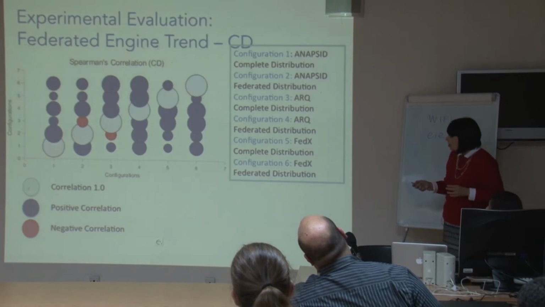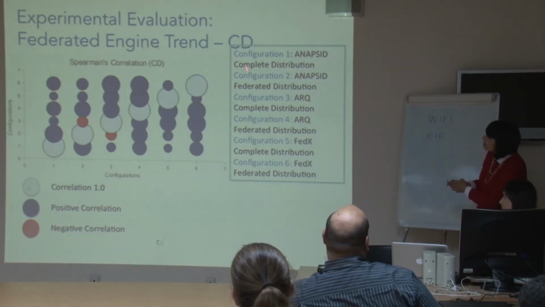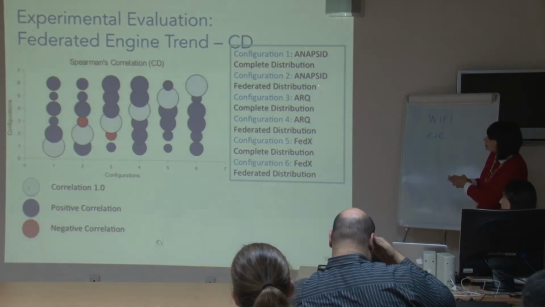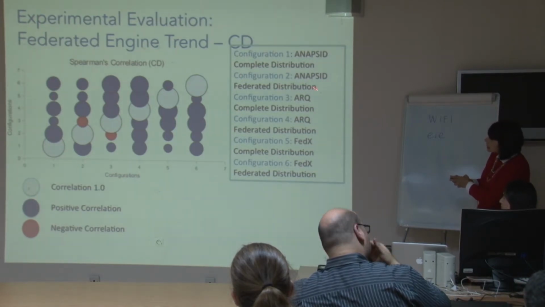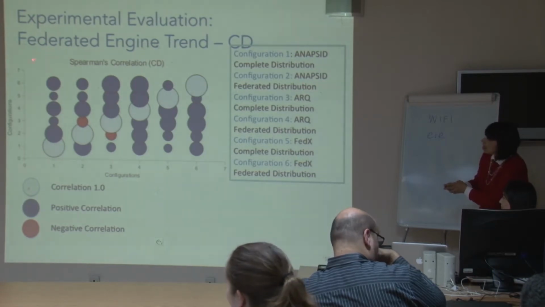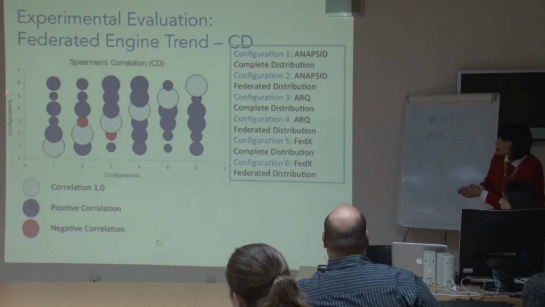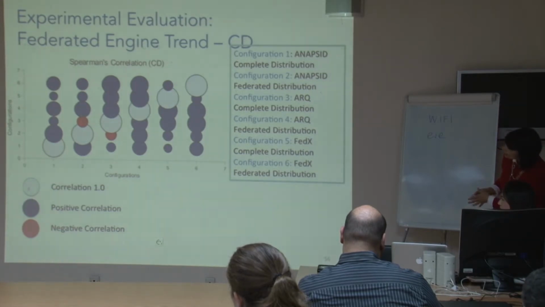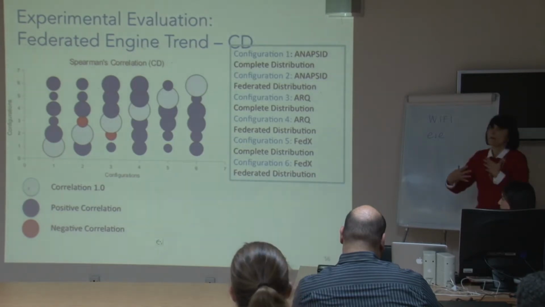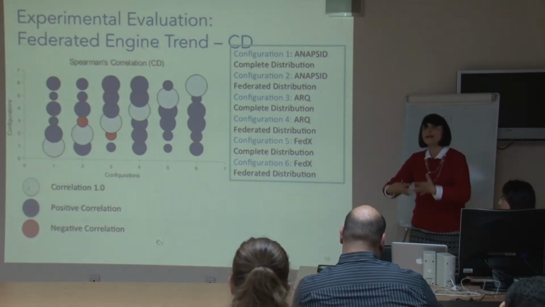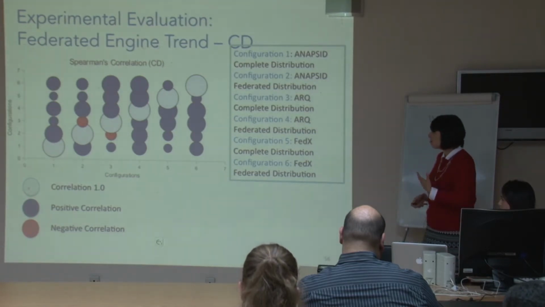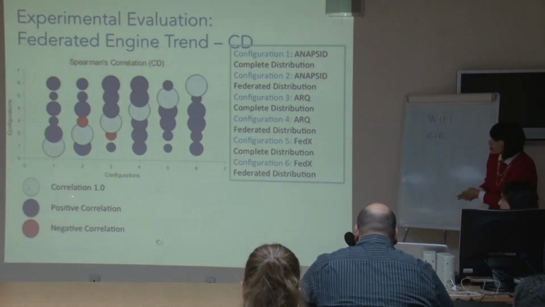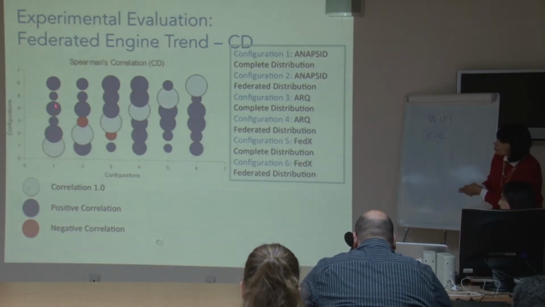So for example, here we have the 6 configurations. Remember, configuration 1 is an ASIP complete distribution, configuration 2 is an ASIP federated distribution, and so on. And we compare the orders of the queries, and we compute the Spearman-Rho. So the diagonal of this matrix is the correlation 1. Why? Because when I compare one configuration with itself, the correlation is 1 because the two lists are the same. But when I have a positive correlation, I draw that with a blue circle.